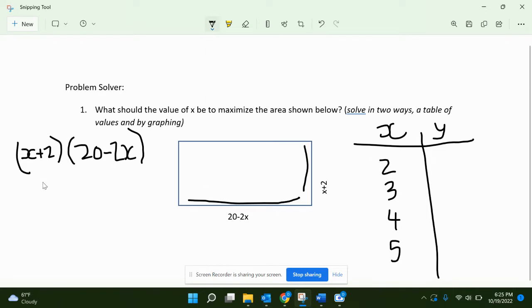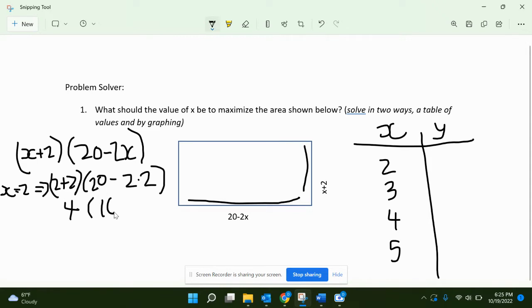Okay. So if I put in a value of 2, so if x is equal to 2, I'll just do that right here. Then what we're going to get is 2 plus 2 times 20 minus 2 times 2. This is going to be equal to 4 times 16. And of course, 4 times 16 is 64. Okay. So that's an area of 64 square units, or units squared.